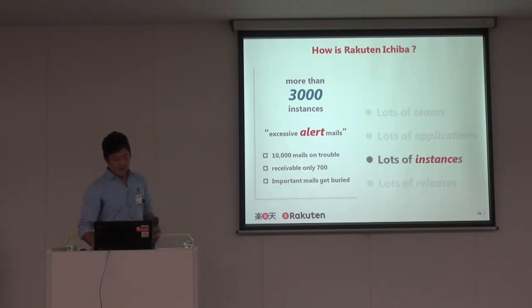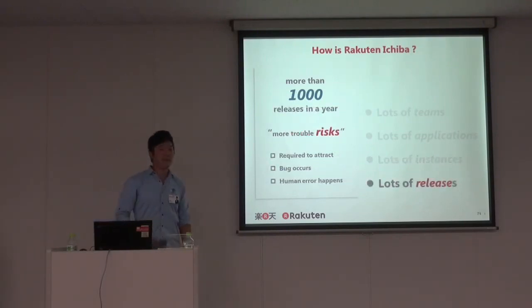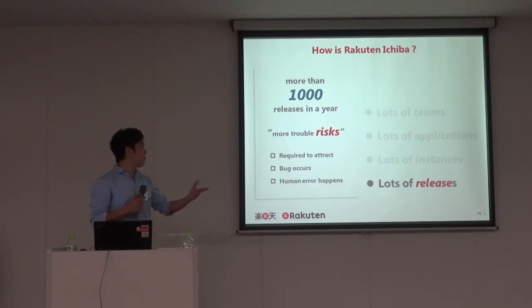And we also have more than 1,000 releases in a year, which makes high trouble risks. But we can't reduce releases because this is to keep an attractive service. And with each release, sometimes bugs occur and human error happens.